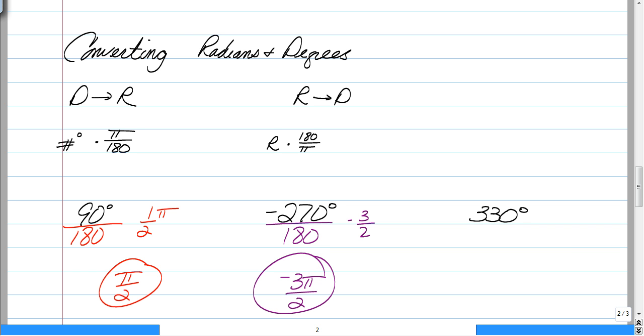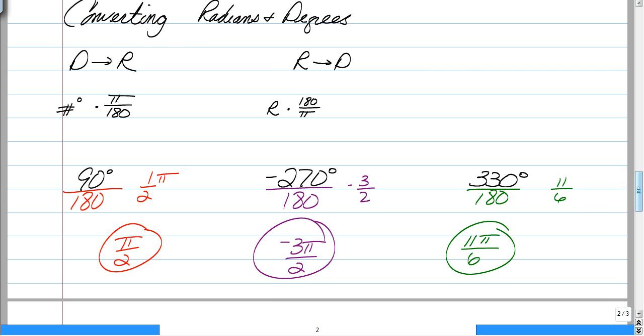330. All you have to do is divide that by 360. Type it in the calculator, change it to a fraction, and you're going to get 11/6. I'm sorry, you divide by 180. And you're going to get 11/6, and then you just throw a pi on the top. 11 pi over 6, and you're done. That's it. So that's it for this lesson.